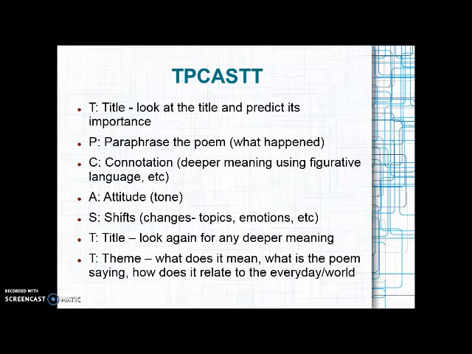S stands for shifts, and these are changes, any change in topics, emotions, etc. We really saw this when we were looking at the poem The Bells by Edgar Allan Poe. We were able to see the shifts between the bells, between the types of sounds that were being used, and the types of emotions that were given with the sounds. And those shifts helped us see that this poem was actually about life.